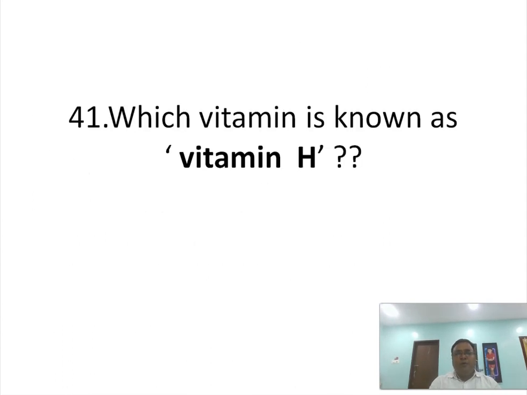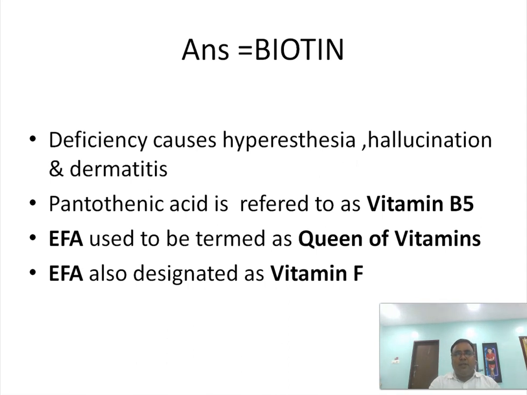Next, which vitamin is known as vitamin H? It is biotin. Biotin is otherwise known as vitamin H. Deficiency causes hyperesthesia, hallucination, and also it can cause dermatitis. Similarly, pantothenic acid is referred to as vitamin B5. Vitamin B5 is pantothenic acid. Similarly, vitamin H is biotin. Essential fatty acid used to be termed the queen of vitamins. Some interesting one-liners you can remember. Queen of vitamins is essential fatty acid. Similarly, essential fatty acid is also designated as vitamin F. Vitamin F, essential fatty acid. Vitamin H, biotin. Vitamin B5, pantothenic acid.